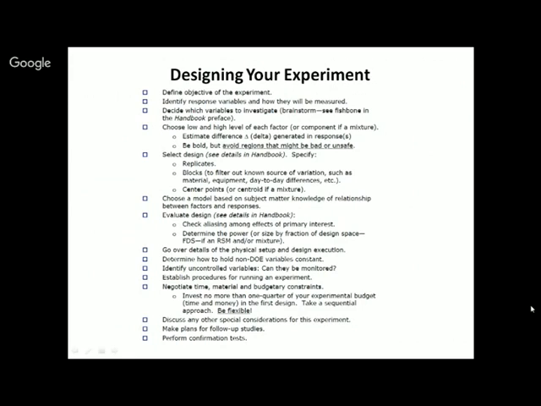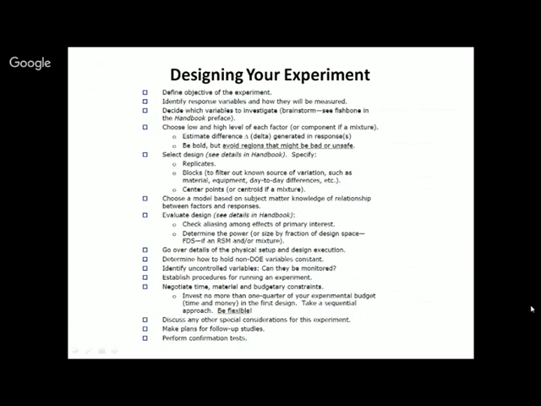First, when you design your experimental work, there is a check sheet like this. You have to define the objective of your experiment, then identify your responses and how they can be measured. Then you have to decide the variables to investigate. Third, you have to choose the lower level and higher level of each factor so that we can estimate the difference generated in the responses. That difference is known as delta.